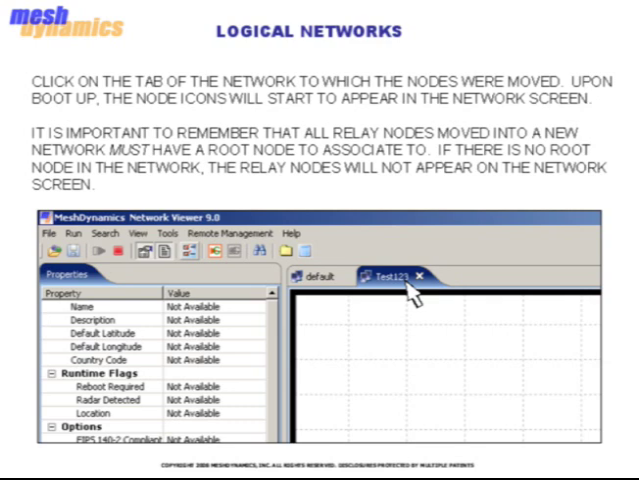Click on the tab of the network to which the nodes were moved. Upon boot up, the node icons will start to appear in the network screen. It is important to remember that all relay nodes moved into a new network must have a root node to associate to. If there is no root node in the network, the relay nodes will not appear on a network screen.